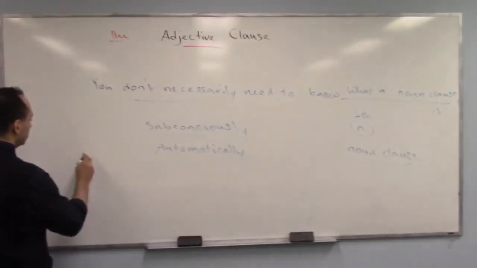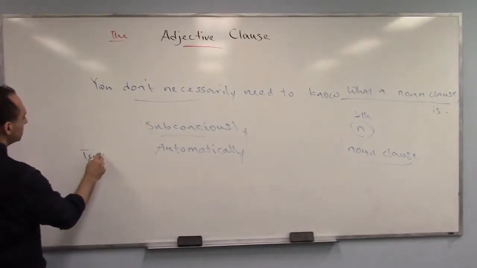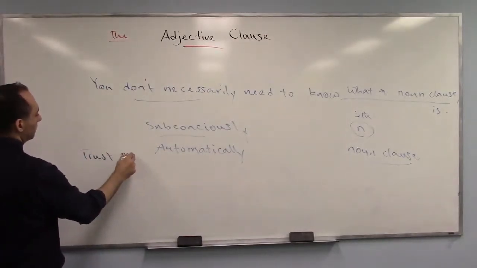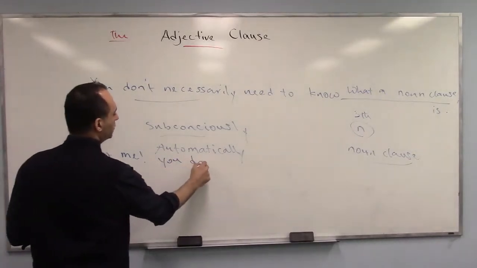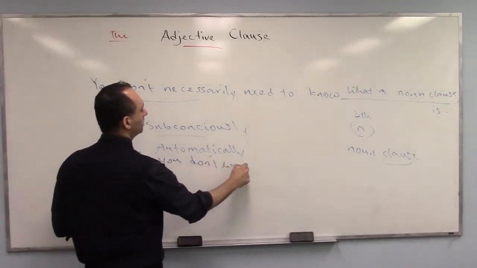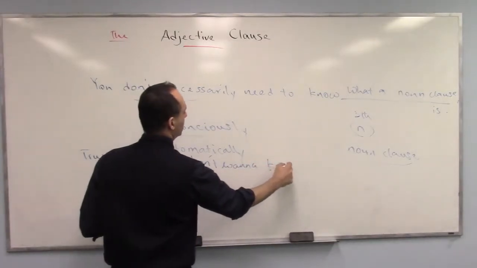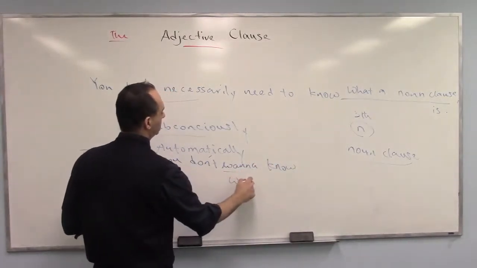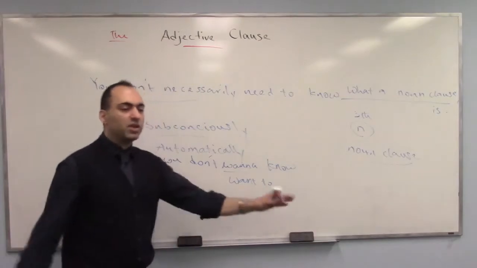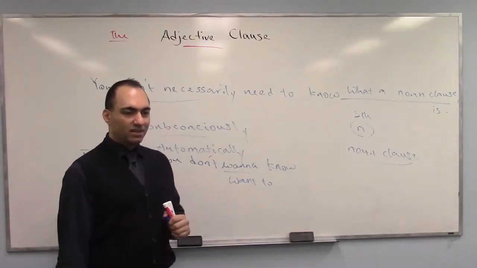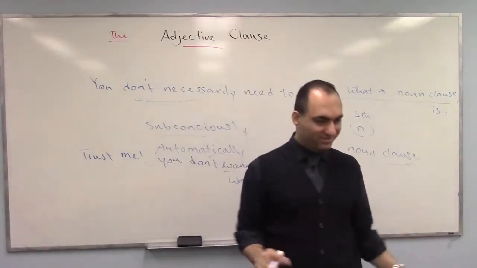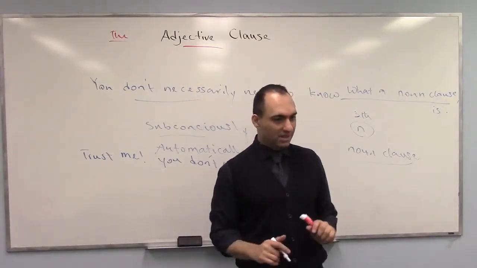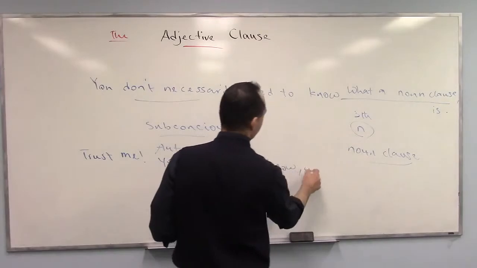So if I say trust me, this is quite conversational, right? You don't want to know. If I say trust me, you don't want to know, what does that mean? It means you're not going to be happy if you hear it. You better not know. Trust me, you don't want to know what his real job is.